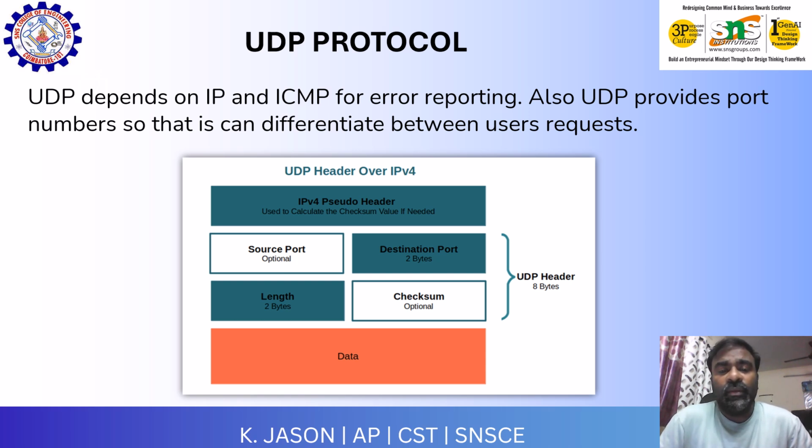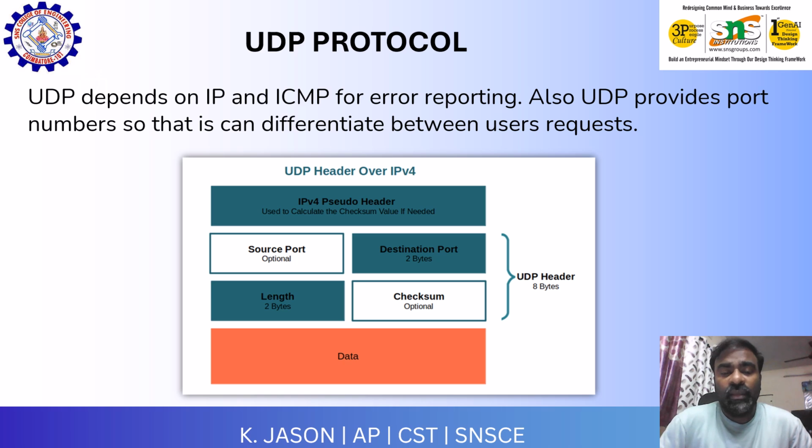This is the basic UDP diagram: source port address, destination port address, length of the data, and checksum. The checksum is used for error reporting only. If there is any error, it is reported. UDP depends on IP and ICMP. IP means Internet Protocol, ICMP means Internet Control Message Protocol. If any error occurs, it will be reported but not retransmitted. Retransmission is not there in UDP.